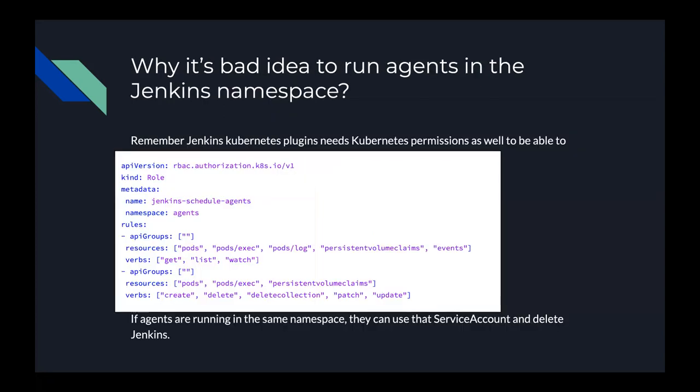Why is it a bad idea to run agents in a Jenkins namespace? Remember, the Jenkins Kubernetes plugin needs Kubernetes permissions as well as to be able to do things with that service account. And if that service account gets deleted, it's just super bad. So I always have agents running in a different namespace other than where your Jenkins is installed, which I think is a best practice. If you've seen the online talks that I've done, I will install the Jenkins controller in the Jenkins namespace, and then I will have agents spun up in a separate namespace when a job runs.